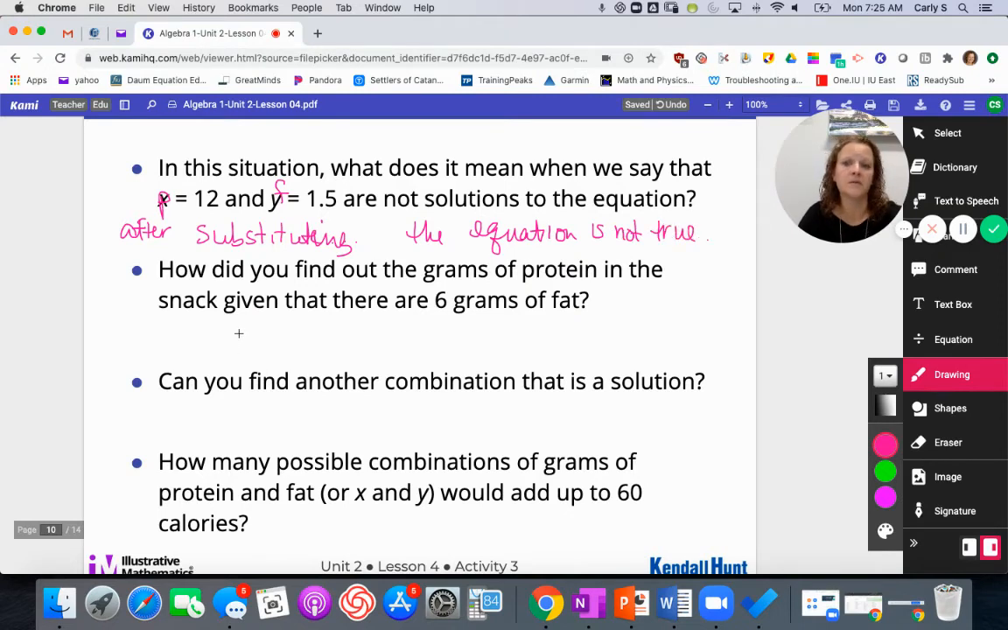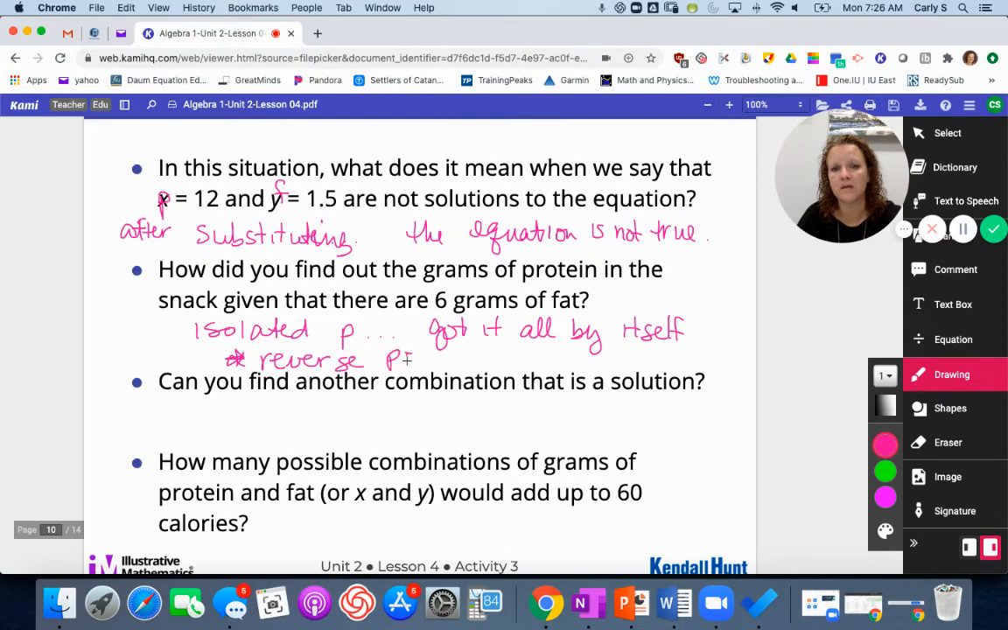How did you find out the grams of protein in the snack given there are 6 grams of fat? I isolated P. I got it all by itself. And it's important to say I did this by reversing PEMDAS. Okay, PEMDAS is the order of operations. Can you find another combination that's a solution? Yes, we can.